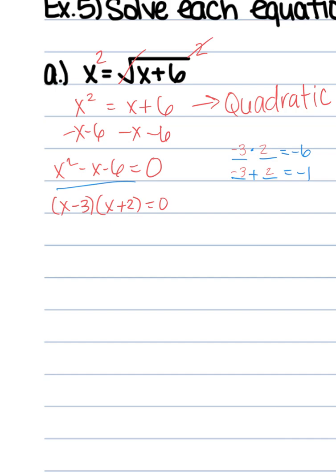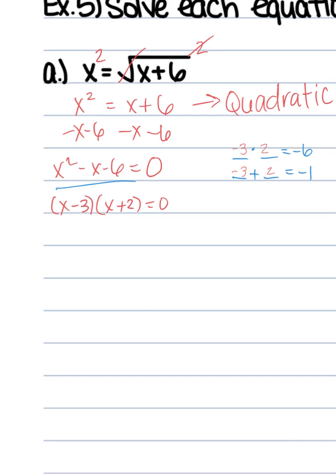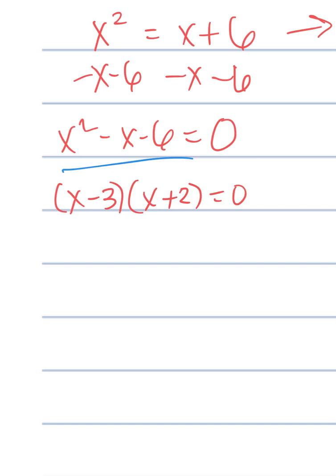Now it's tempting to be like, oh, x equals 2 and x equals negative 3. Stop. You have to set them equal to 0, and you have to do the inverse operation. So it's x minus 3 equals 0, so x is actually equal to positive 3. x plus 2 equals 0, so x is actually equal to negative 2.